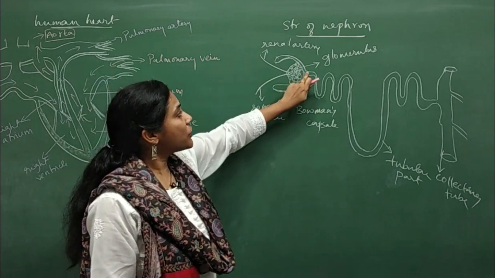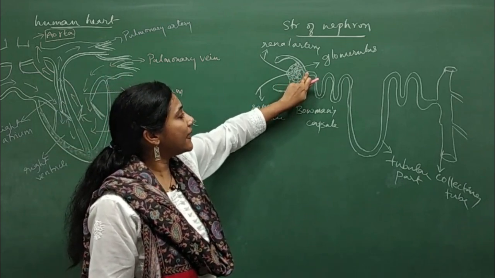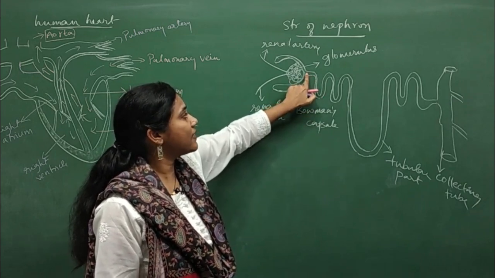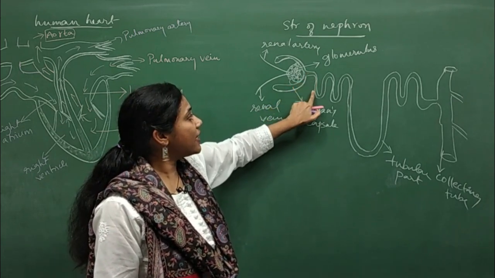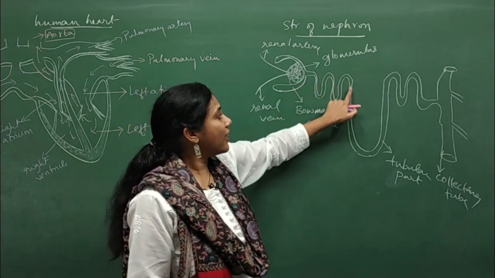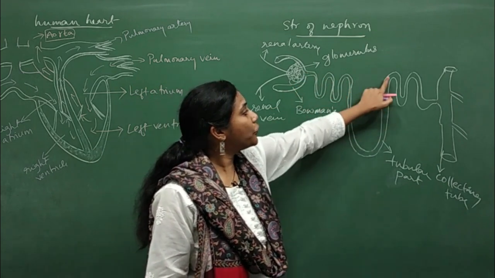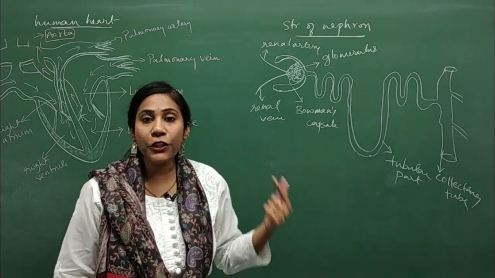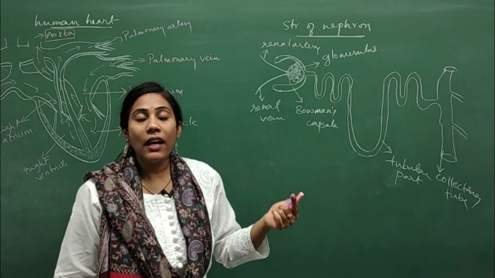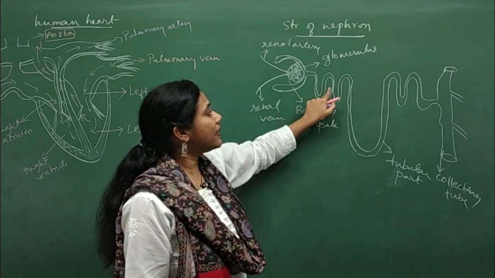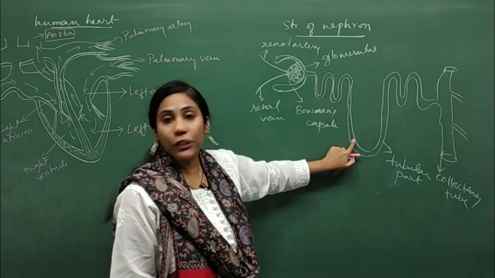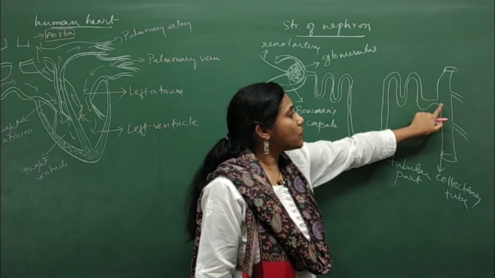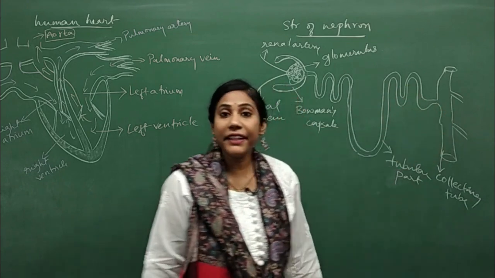Whatever nitrogenous waste is there is a transparent liquid collected in the Bowman's capsule, this C-shaped structure. From this C-shaped structure, the filtrate containing nitrogenous waste moves to the tubular part. In this tubular part, if any other nutrients like glucose and amino acids are present in the filtrate, they get absorbed. And then finally the nitrogenous waste gets collected through the collecting tube.